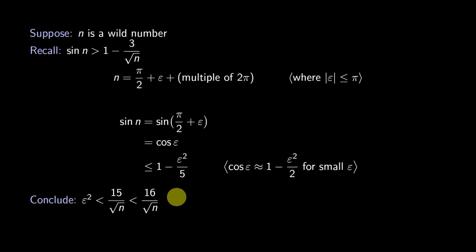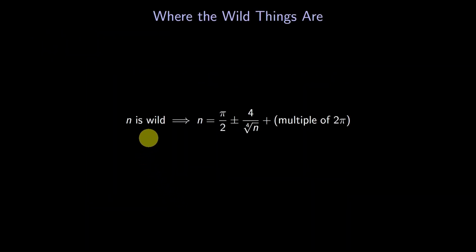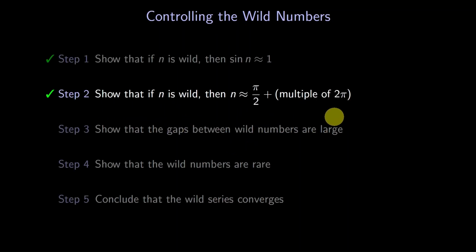Let's summarize what we just showed. We just showed that if n is a Wald number, then it's near pi over 2 plus a multiple of 2 pi. Namely, it's within 4 over the 4th root of n of such a number. That means we finished step 2. Next, we'll tackle step 3. We'll show that the gaps between Wald numbers are large. By large, think of some root of n.